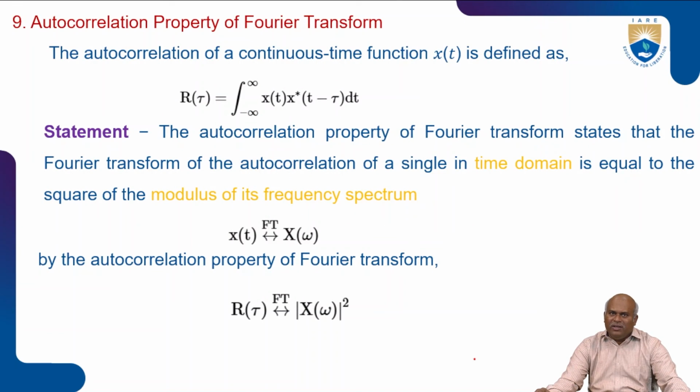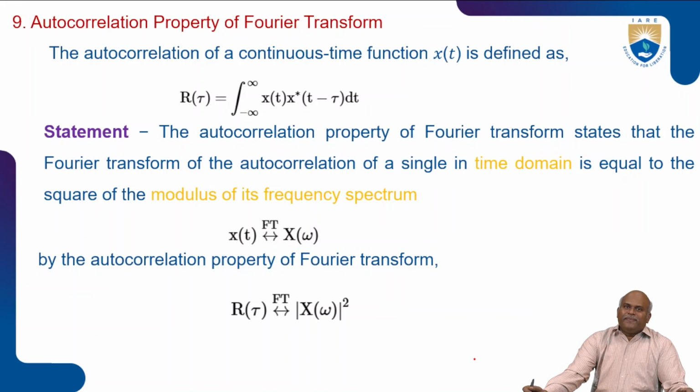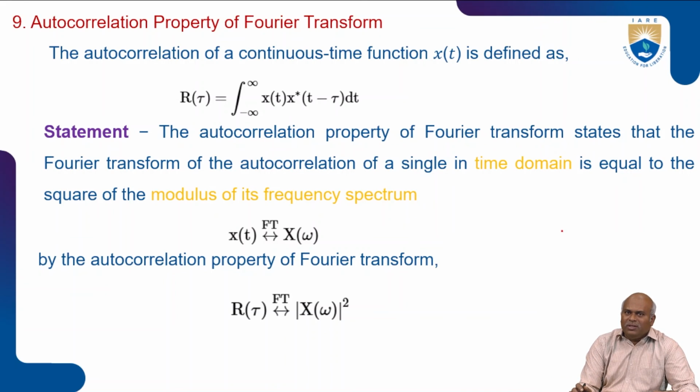Next, we go for the autocorrelation property of Fourier transform. The autocorrelation of a continuous time function x of t is defined as R of tau equal to the integration from minus infinity to plus infinity of x of t x star of t minus tau d tau. This term we call the convolution case.